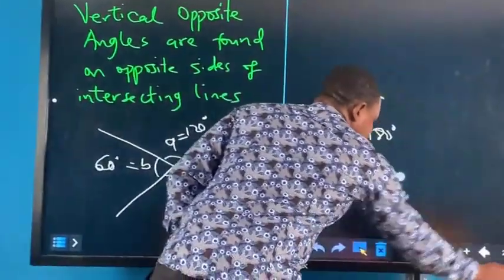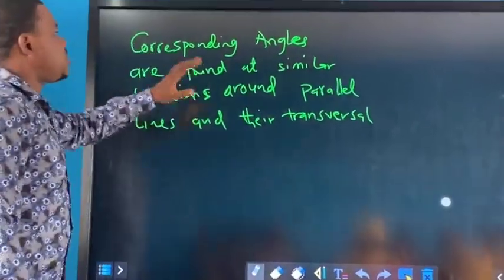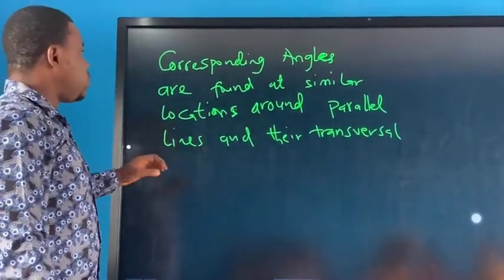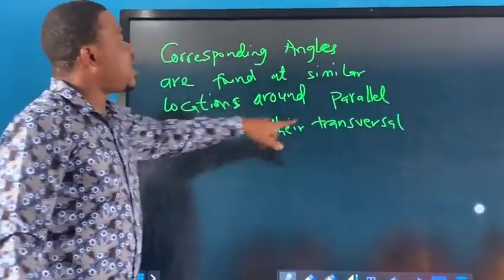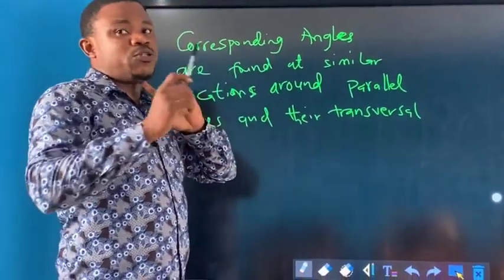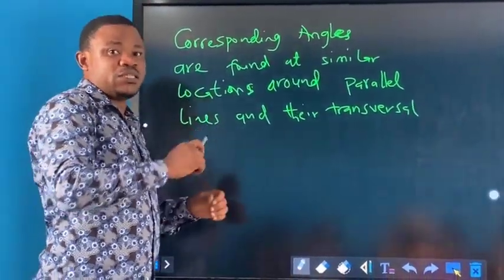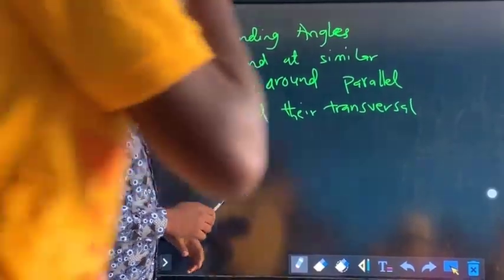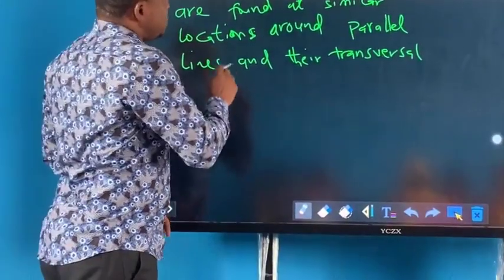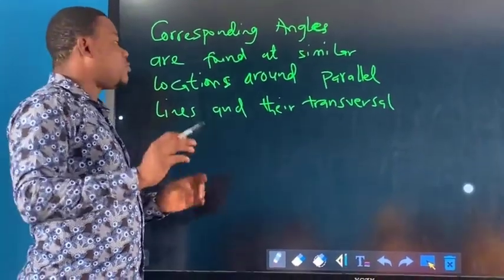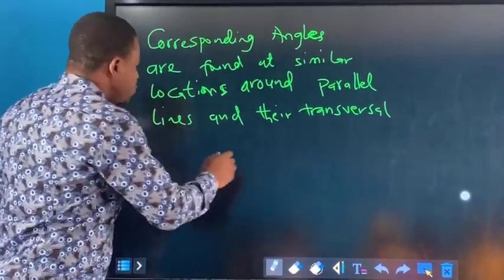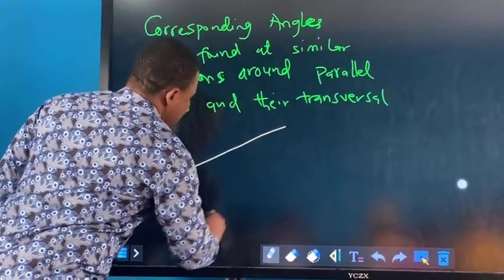Now let's go to the next. I have corresponding angles. What are corresponding angles? Corresponding angles are found at similar locations around. In fact, you cannot talk about corresponding angles without parallel lines. Is that right? If you're talking about corresponding angles, you must see parallel lines. If you don't see parallel lines, don't talk about corresponding angles.